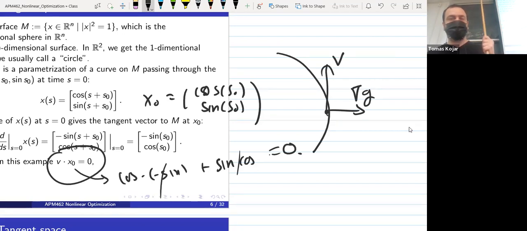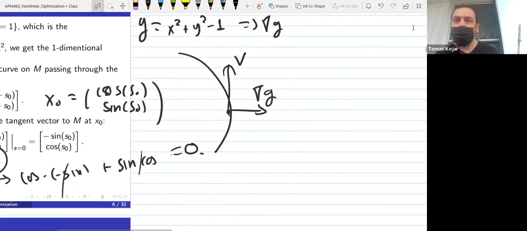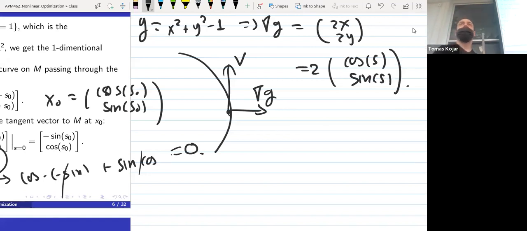So these are the V's, and what is G? G is x squared plus y squared minus 1. So the gradient of G will be 2x, 2y. If you parameterize, you get 2 cosine of s and sine of s. Do you understand? So this is the x of s.